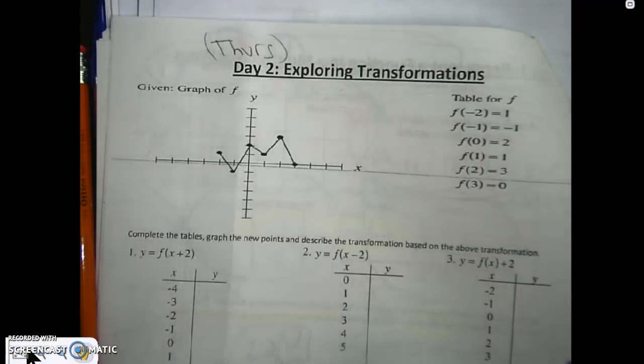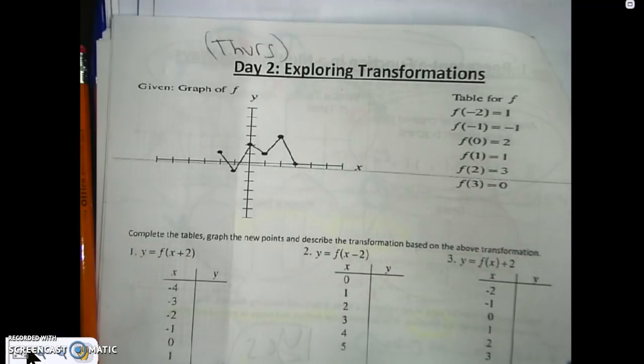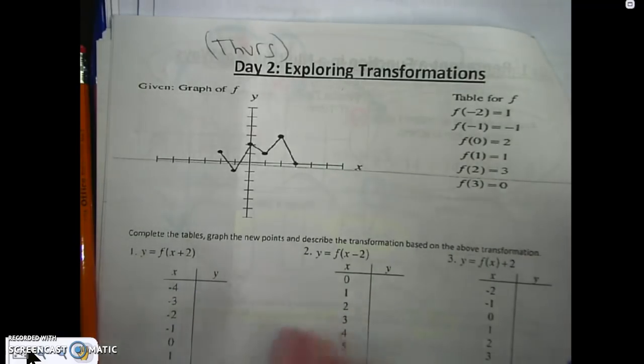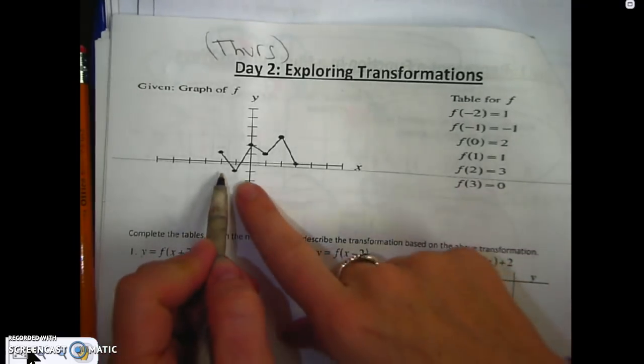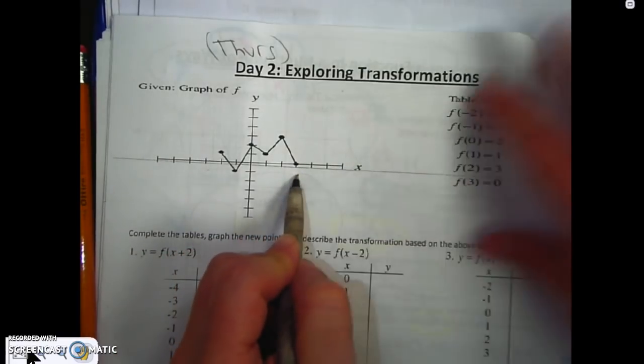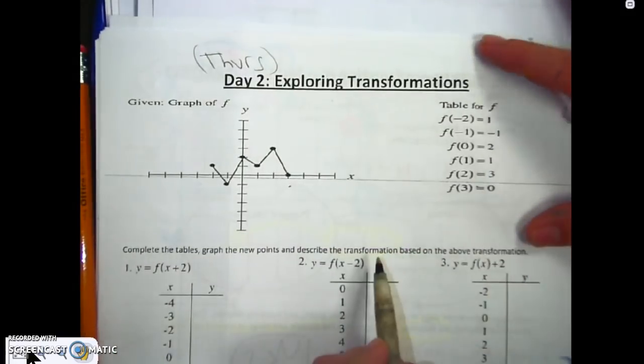So originally this was day one of exploring transformations, but I feel like this is the easiest to teach two-dimensionally. I don't necessarily think this is easy, but I think it's the easiest to teach two-dimensionally. So I want you to see that here's the graph, and then here's a table written in function notation.